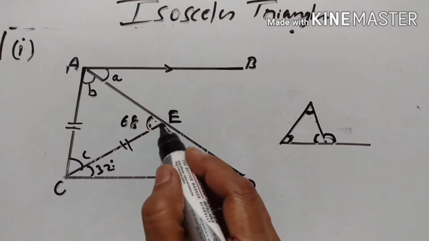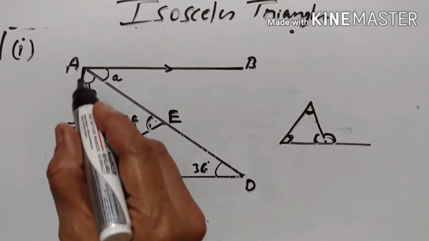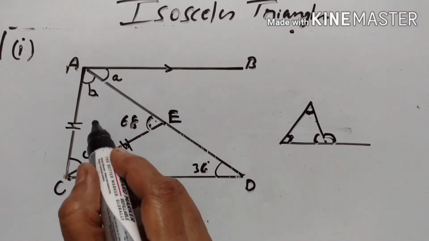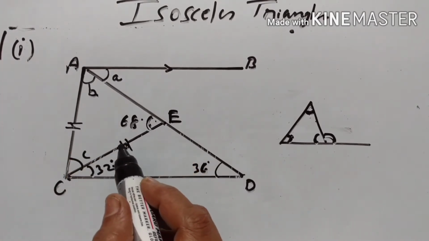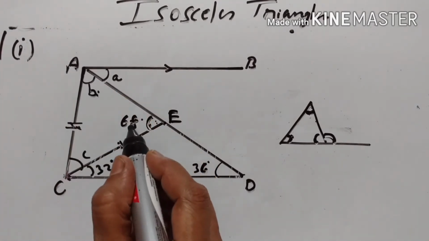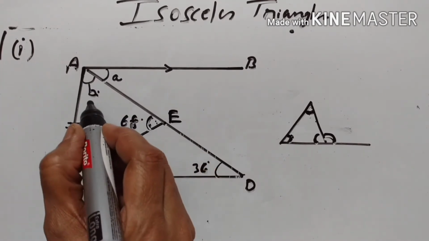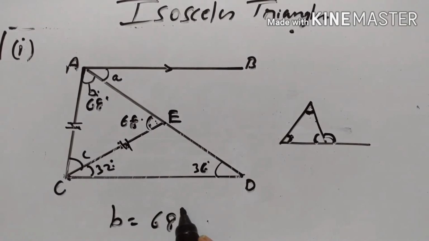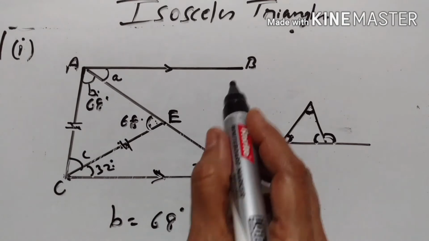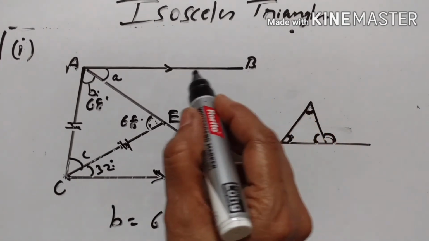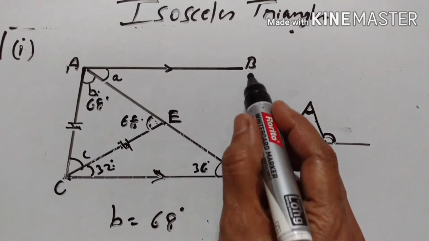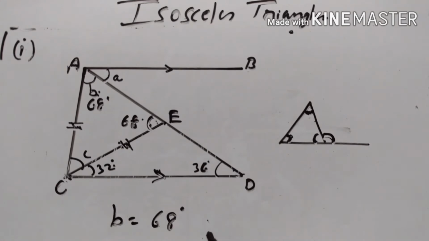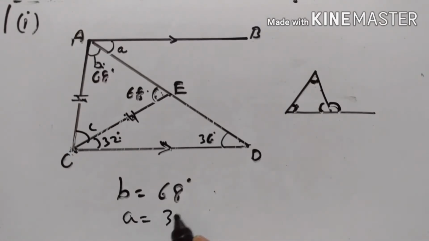Now triangle ACE is an isosceles triangle. CA and CE are equal sides. Therefore, the angles opposite equal sides are equal. Therefore, if angle CEA is equal to 68, then angle CAE is also equal to 68. Therefore, B is equal to what? 68. B is equal to 68 degrees. Now it is given that AB is parallel to CD. Therefore, Z formation, angle BAD is equal to angle CDA, alternate angles. Therefore, A is equal to 36 degrees.